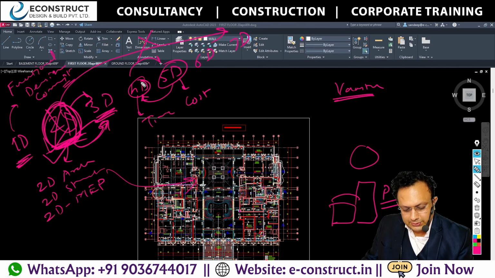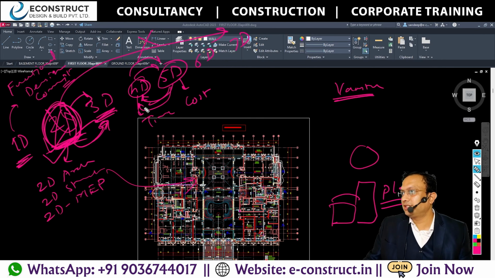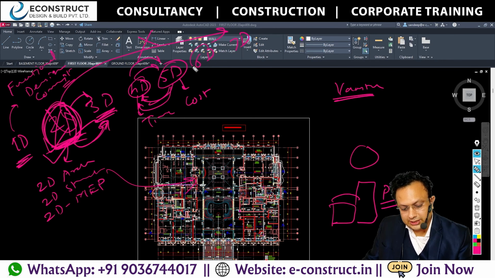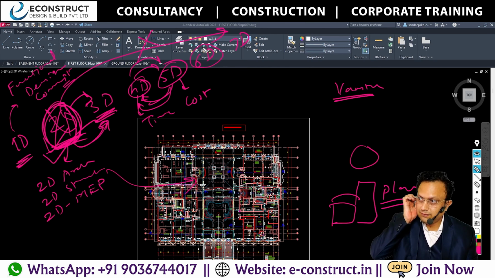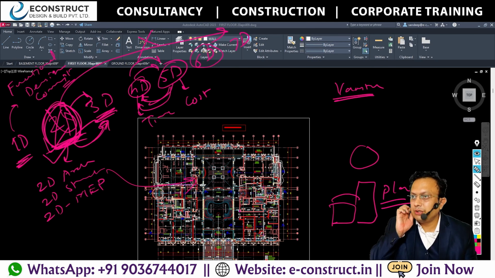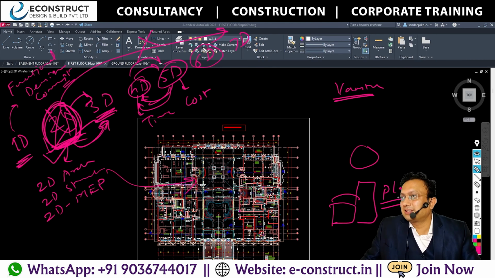4D, 5D is basically the simulations. You need a lot of expertise, rate analysis, quantity calculations, BOQ creation, many other things. Simulations means baselines. Yesterday also we discussed that. And then it goes to the 6D, which is the energy model. How much amount of energy? You know, the energy model is extremely important many a times.